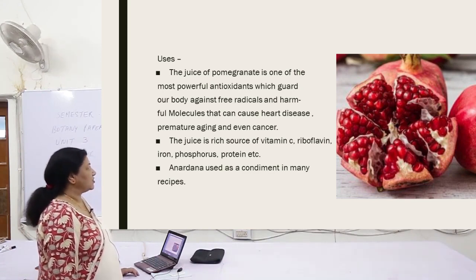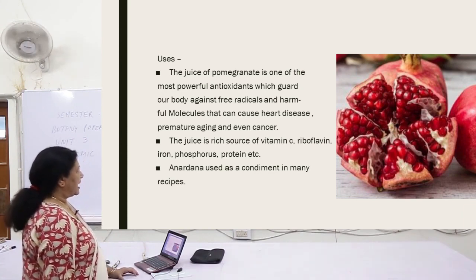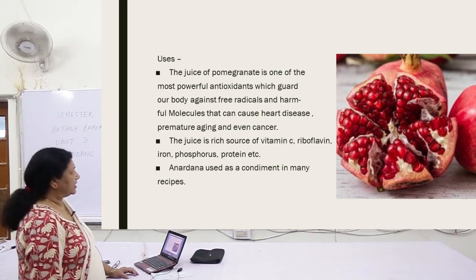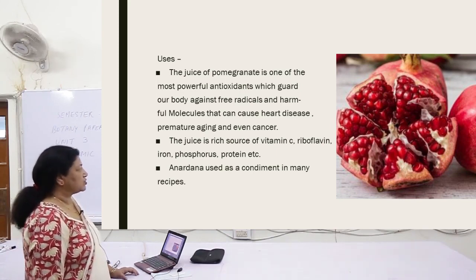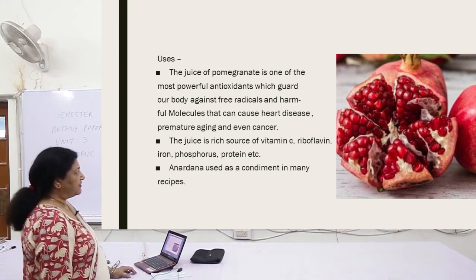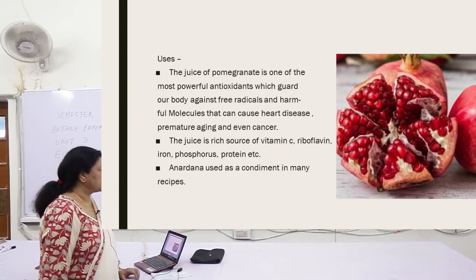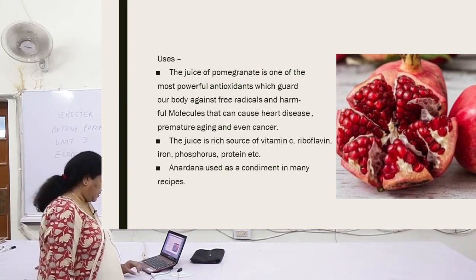So a glass of this juice, I think, will relieve you of many things, as it is an important antioxidant. The juice is a rich source of vitamin C, riboflavin, iron which is found in our blood, phosphorus, protein, etc. Anardana is used as a condiment in many recipes.